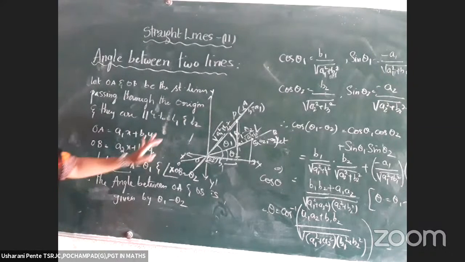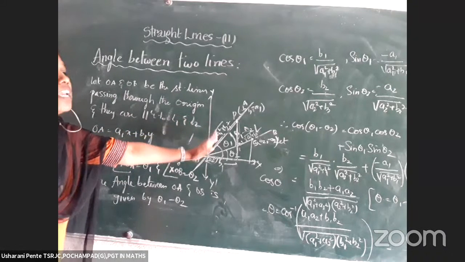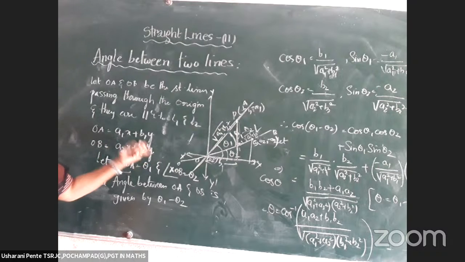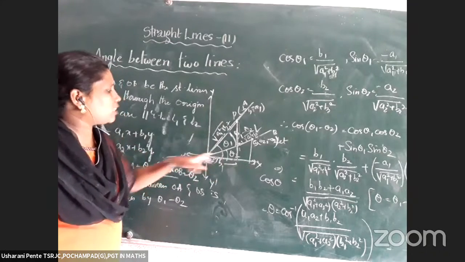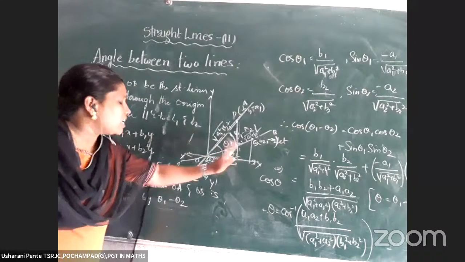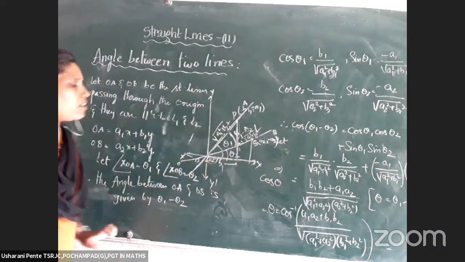First, how do we find this? We have taken the two lines OA and OB which pass through the origin. The equation of a line passing through the origin will be of this form. Therefore, A1x plus B1y is the equation of OA, and the equation of the line OB is A2x plus B2y. And what about the angles? The line XOA makes angle theta 1 and XOB makes angle theta 2. The angle between the lines is given by theta 1 minus theta 2.